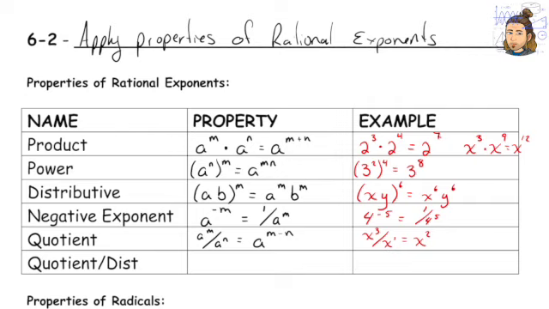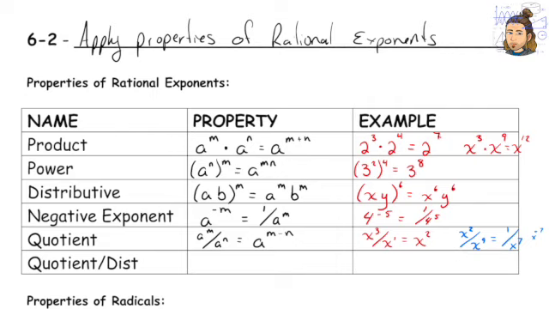Another example here, if we take x squared and divide it by x to the 9th, that would give us 1 over x to the 7th. Or we could write that as x to the negative 7, but we would never leave that exponent as a negative. We're always going to write that as a positive exponent, which is why I left that as 1 over x to the 7th.